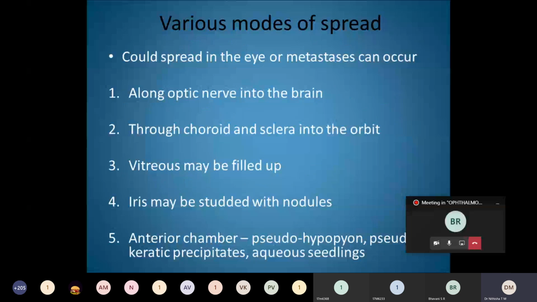What are the modes of spread? It can spread in the eye or metastasis can also occur. So how does it spread? How does it cause metastasis? Along the optic nerve, it can go to the brain, through the choroid and sclera into the orbit. Vitreous can be filled up. Iris can be studded with nodules. In the anterior chamber, it can present with pseudohypopyon. With KP, pseudokeratitis, aqueous seeding and all, it can spread to different organs.